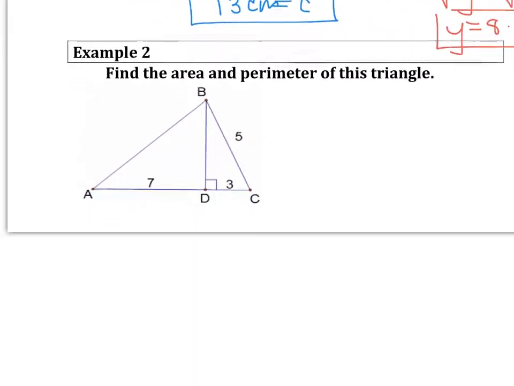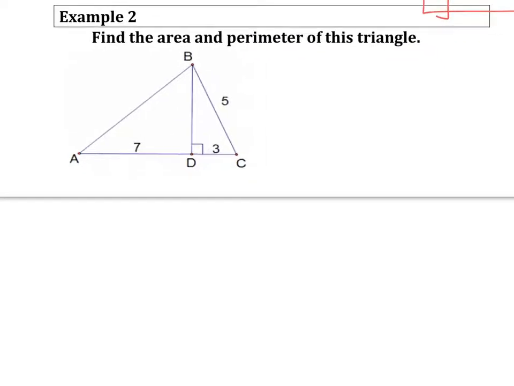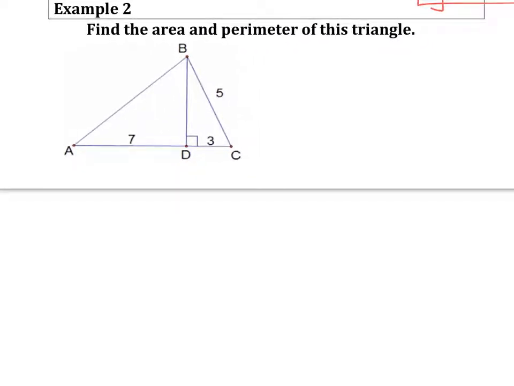Okay, in example 2, we have a bit of a challenge here. So this one, we're asked to find the area and the perimeter. So I noticed right away I can't find area because I don't have the height. And I can't find perimeter because I don't have this outside measure here. So I actually have two different steps I'm going to have to do.